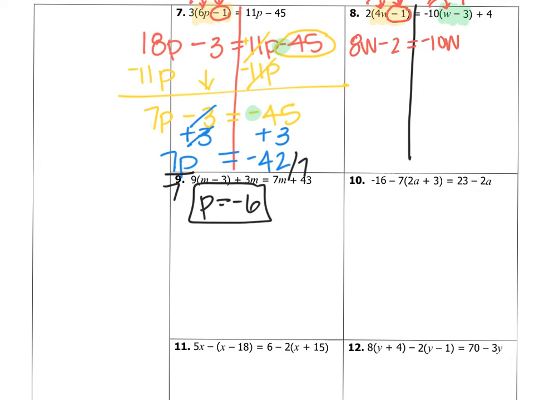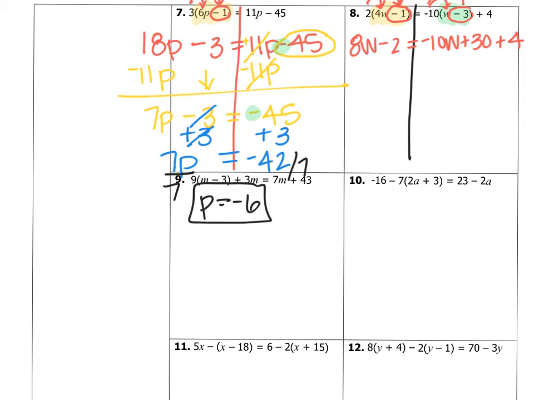Distribute it again, I have to do negative 10 times negative 3, and that's positive 30. And I have that. So that was step 1. Step 2 said, check to see if you have like terms on either side. So on the left here, I have an 8W and a -2. So those aren't the same.